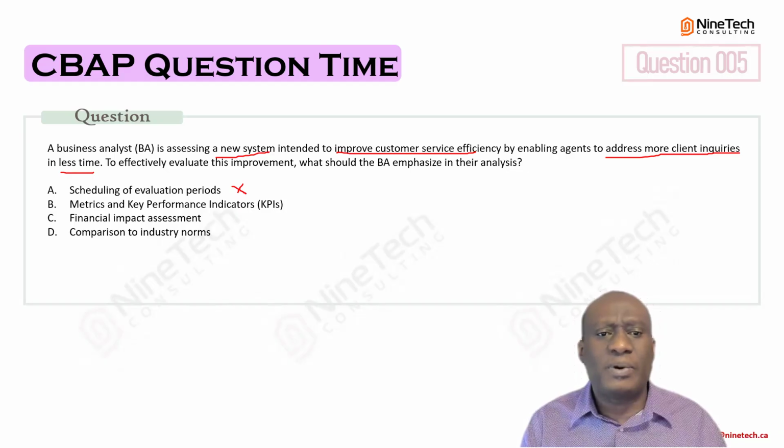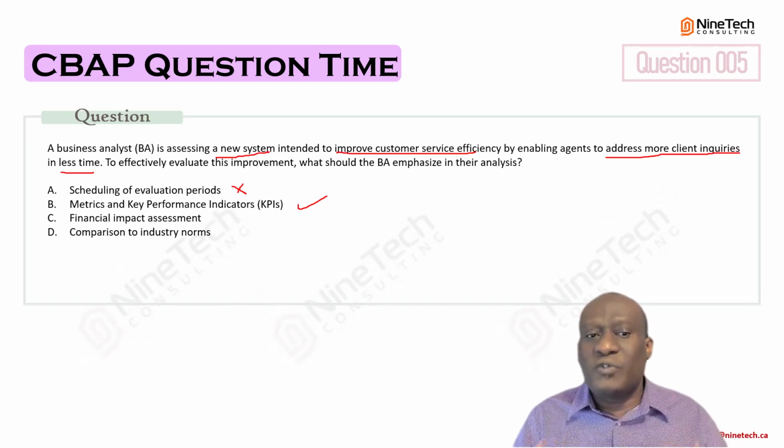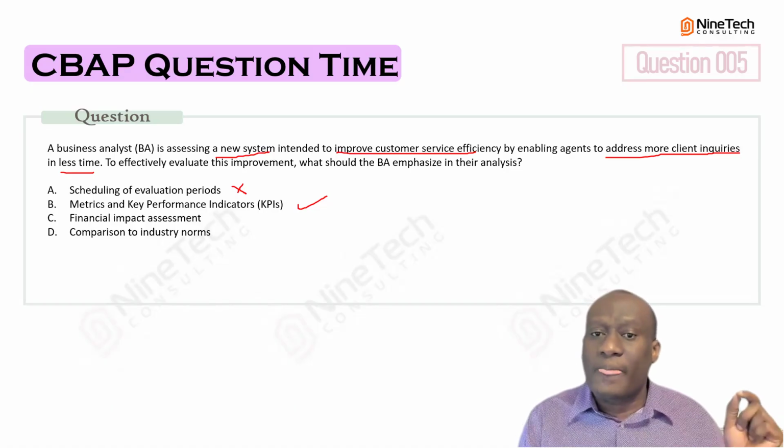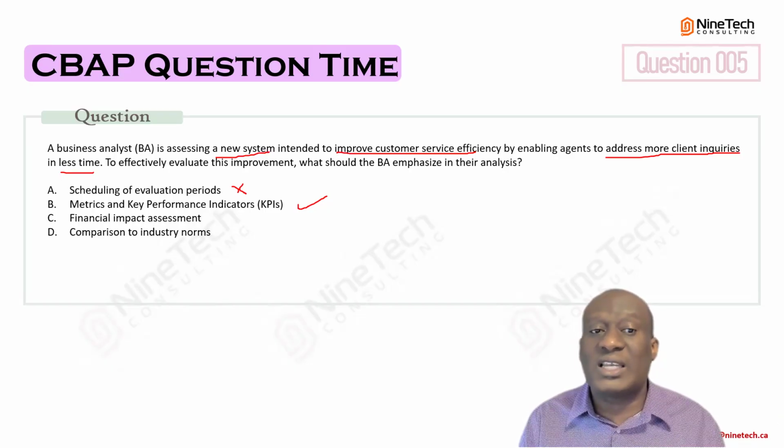Metrics and key performance indicators. I like this because the system we're building needs to be able to fulfill the KPIs of that department. And remember, they are trying to address inquiries faster. So if we're addressing it faster, we need to know at least what fast means. And to know what fast means, you are looking definitely at metrics and key performance indicators. So let's look at option C, financial impact assessment. No, this has nothing to do with the question. Comparison to industry norms. No.